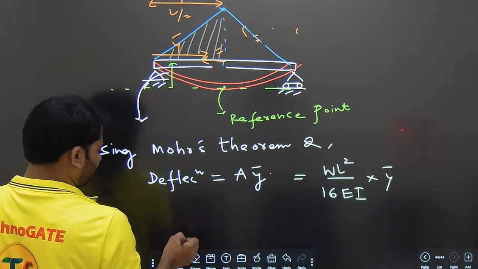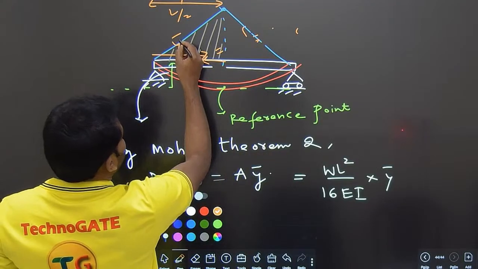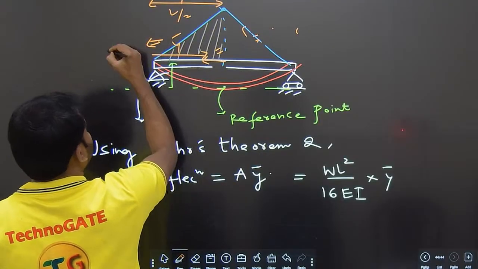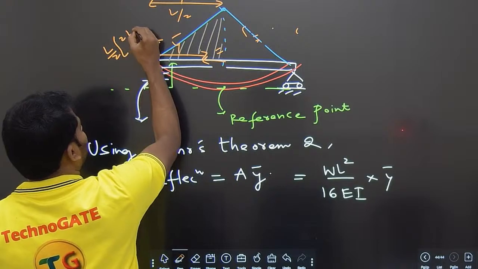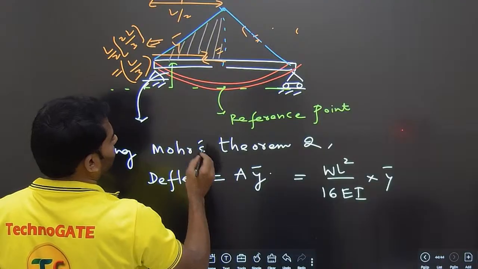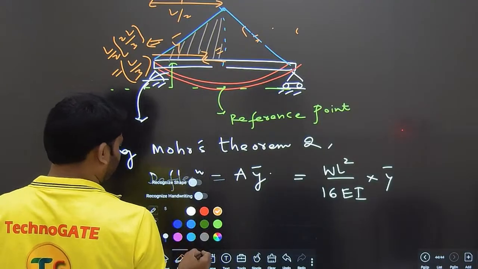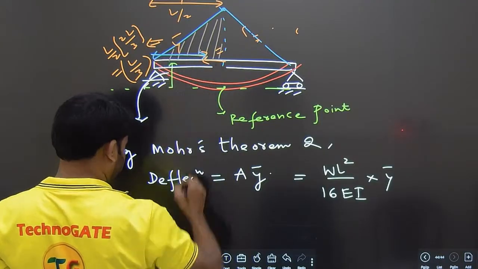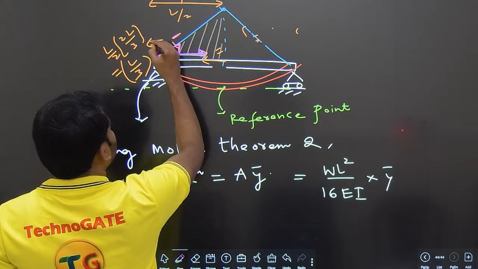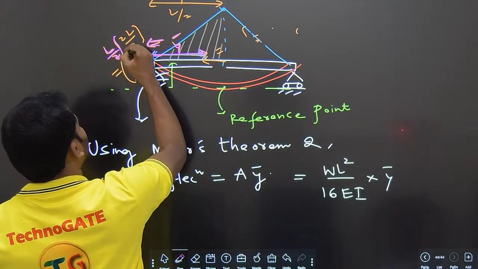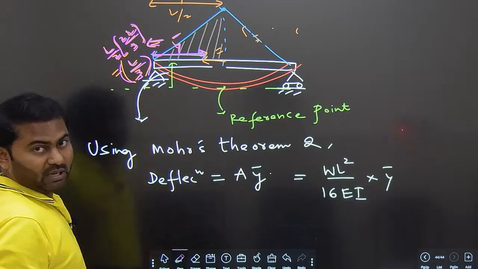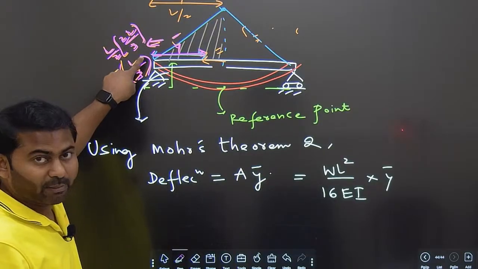Okay, so this y bar value is nothing but, this distance is nothing but 2/3 of L by 2, that is 2L by 3, which comes out to be L by 3 only. So we are getting the y bar value from here to here. Let me use a different color, pink is not there. So this y bar value is L by 3, because we are getting deflection for this.